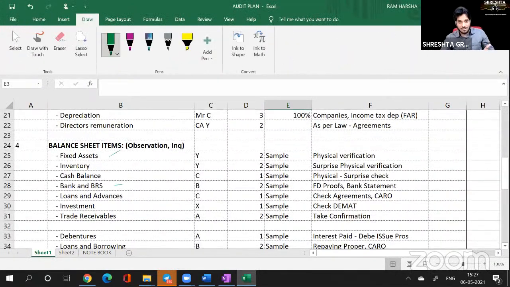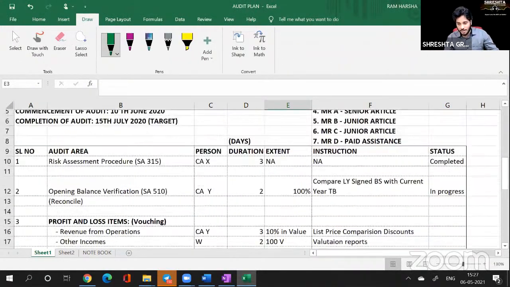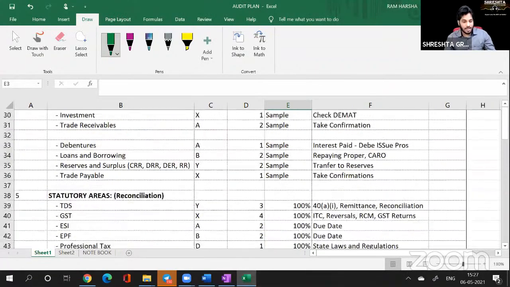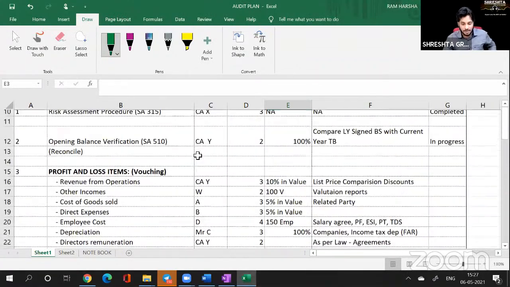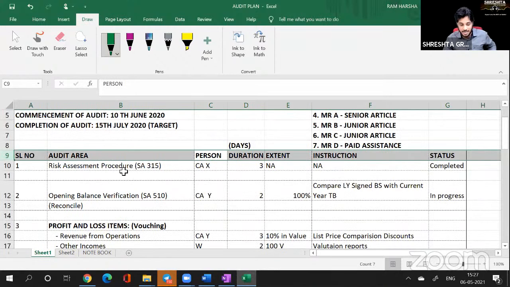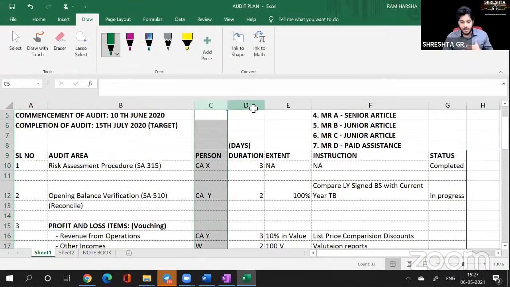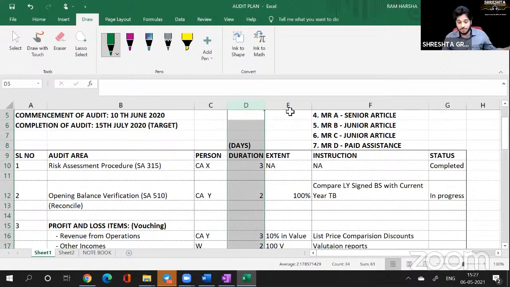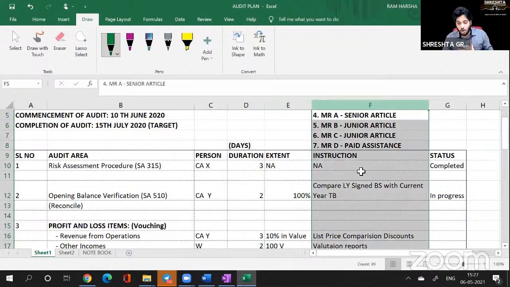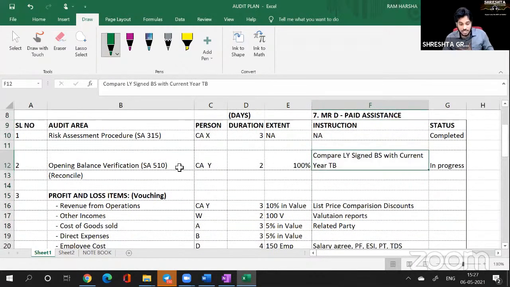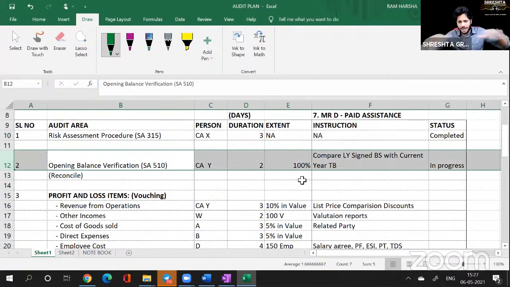See, this is the plan. The document which I'm showing you now is a plan. If you look at the highlighted area, I'm mentioning what I need to work on, who will work on it in my team, what the duration is, how much time they have to spend, what extent, and what all they need to do inside that. In the instructions column, I mention very carefully, comprehensively, what they need to do: opening balance, you have to verify.